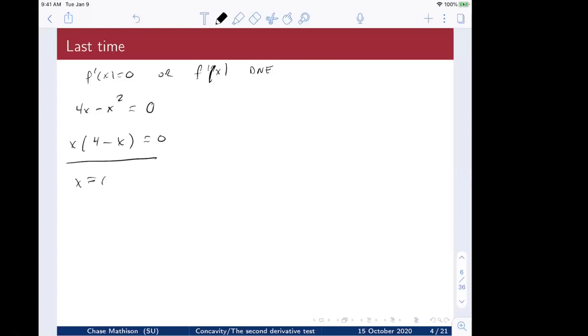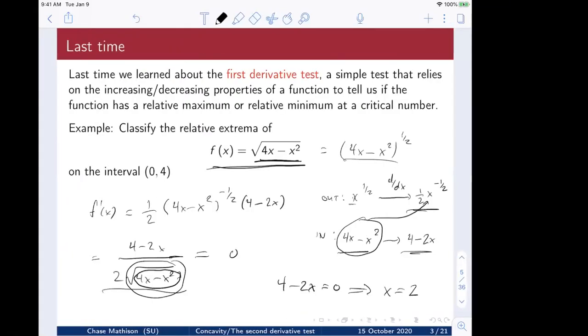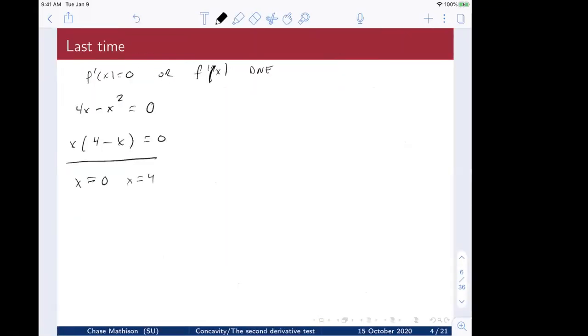I'm going to get either x equals 0 or x equals 4. Excellent. Okay, but notice we're on the open interval 0 to 4. So I don't really need to include these as critical numbers because they're not in the interval. But you should always check for those types of critical numbers where the derivative is not defined, where the original function is defined.